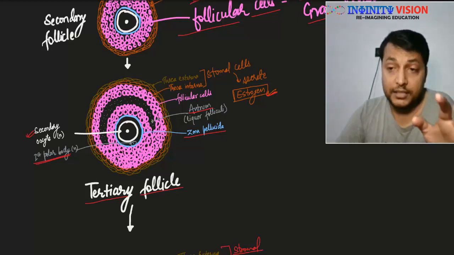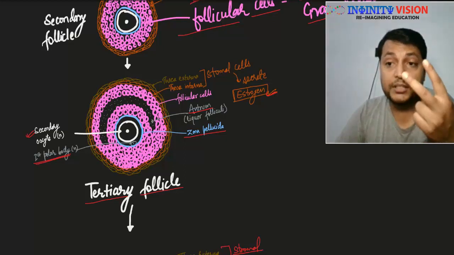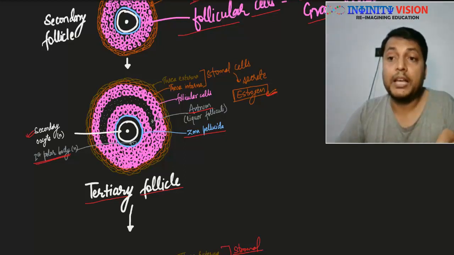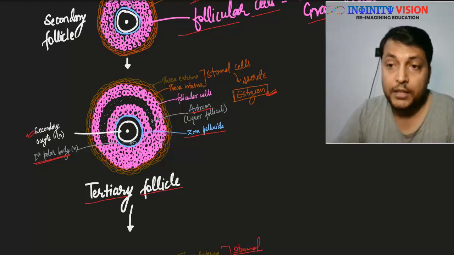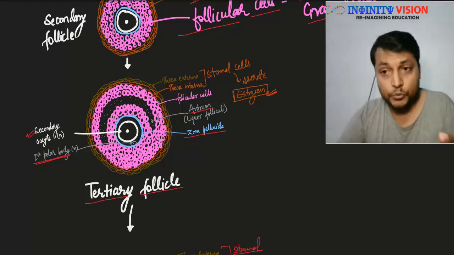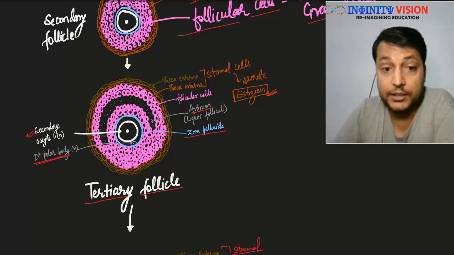Okay, as a result, two haploid daughter cells are formed, and these two cells are unequal. The larger cell is the secondary oocyte and the smaller cell formed is the first polar body. याद रखिएगा इस बात को.